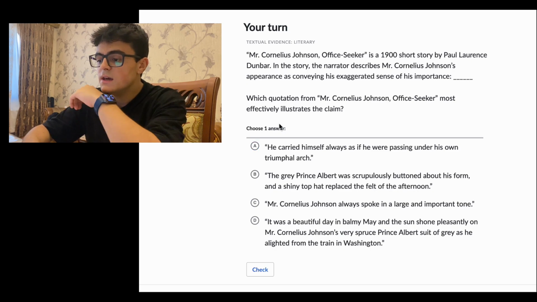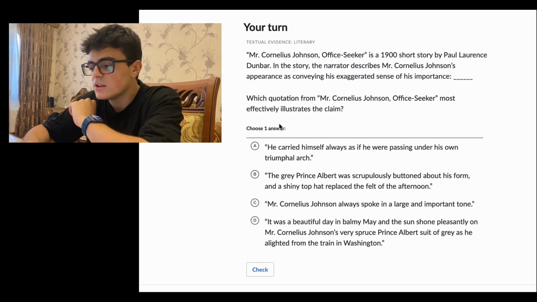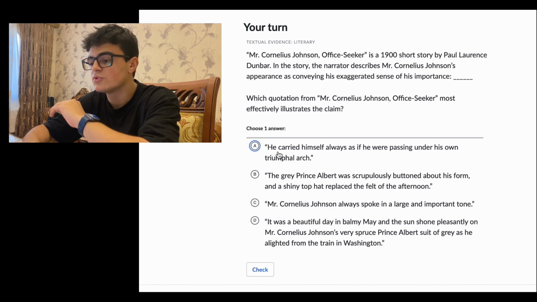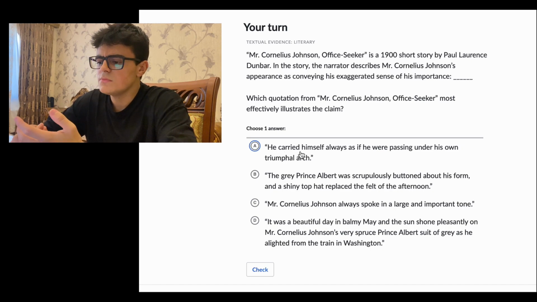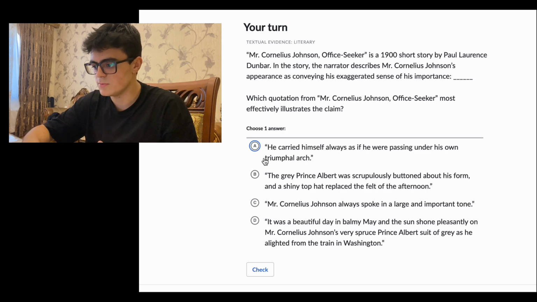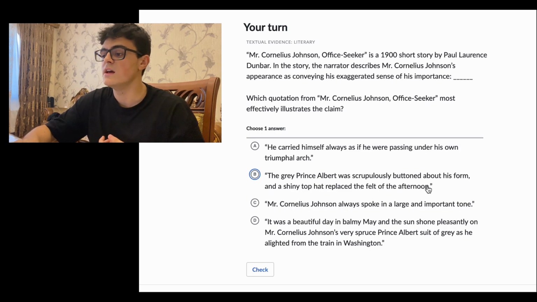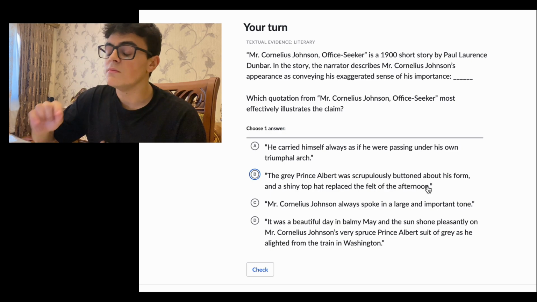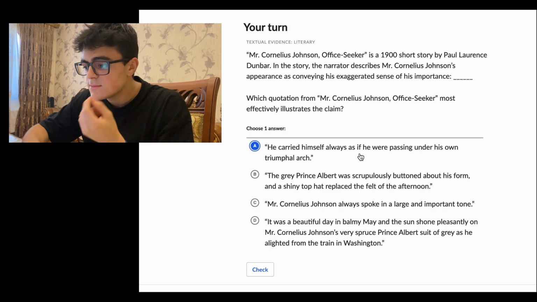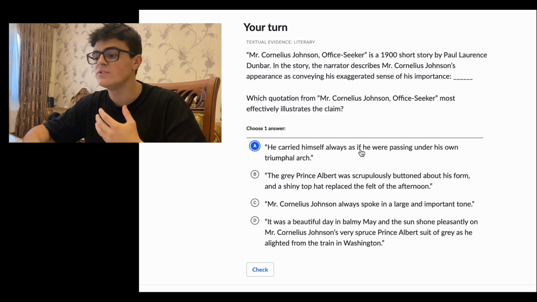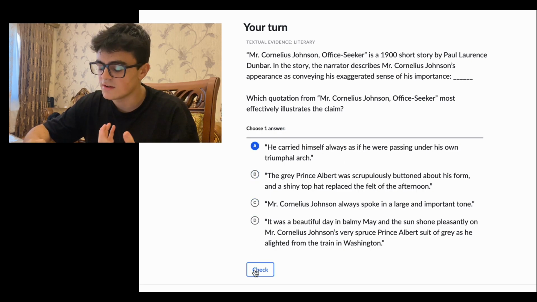In this text, there's nothing shown about his speaking tone, and that's why I think this isn't our answer either. Answer D. It was a beautiful day in balmy May, and the sun shone pleasantly on Mr. Cornelius Johnson's very spruce Prince Albert suit of grey as he alighted from the train in Washington. I think this isn't our answer either because there's nothing shown about his exaggerated sense of his importance. And I think it's answer A, because in answer A, it says he carried himself always as if he were passing under his own triumphal arc.